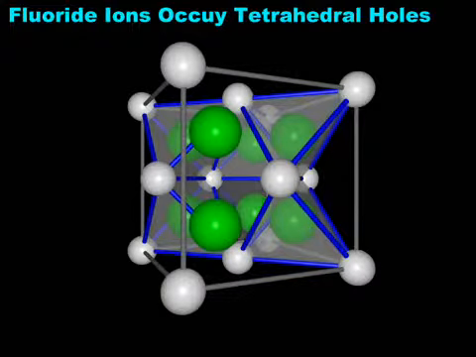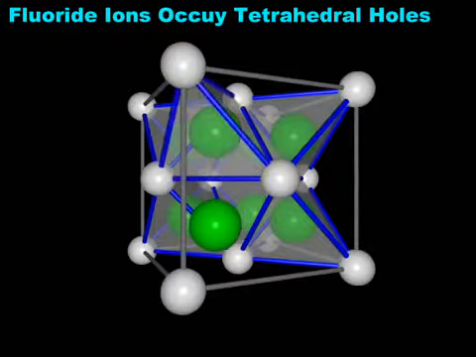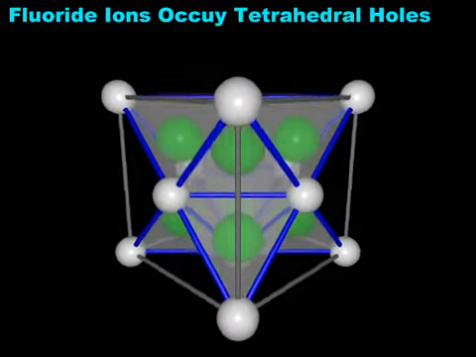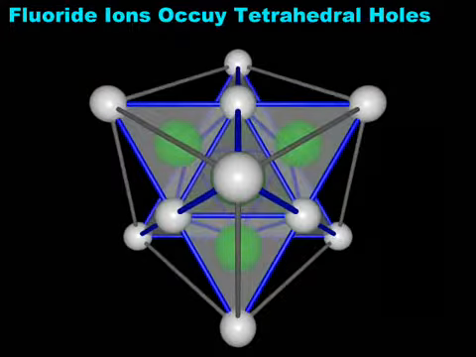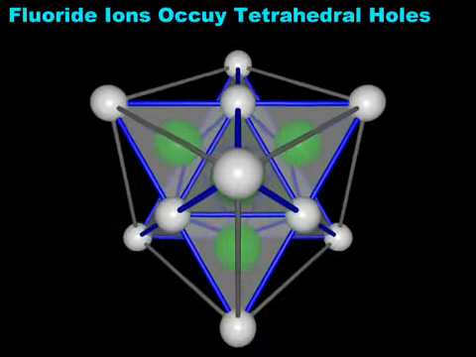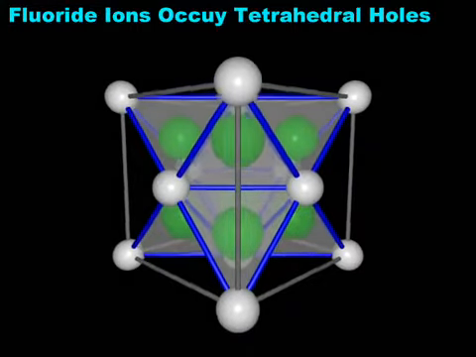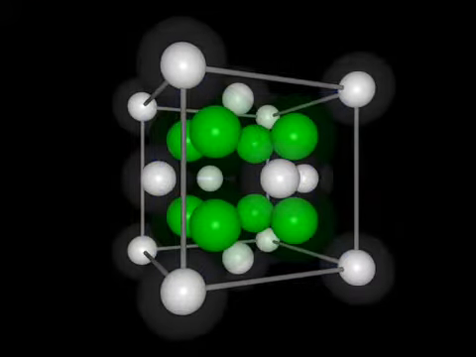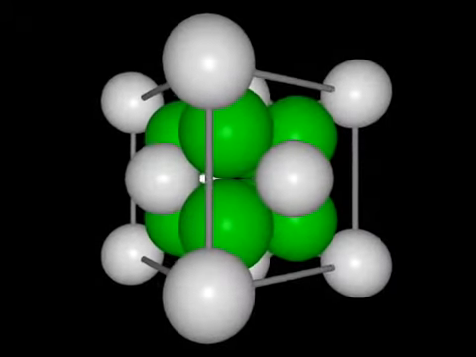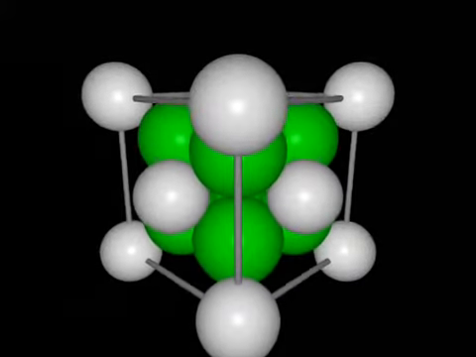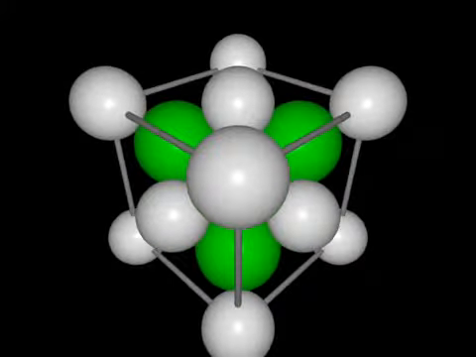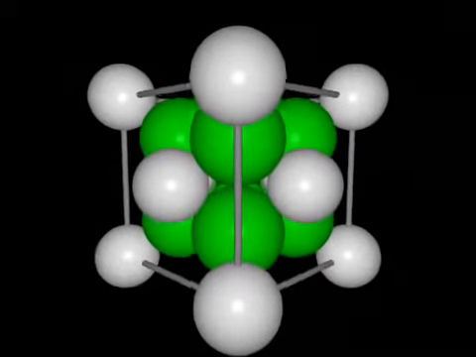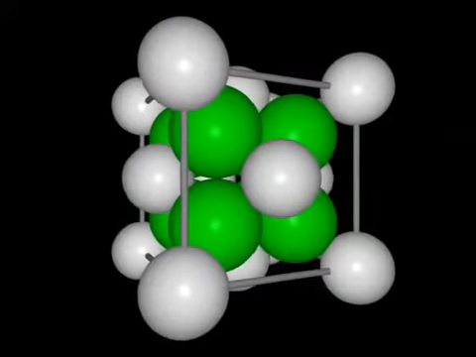Since an array of n close-packed ions gives 2n tetrahedral holes, and since there are 2 fluoride ions for every 1 calcium ion, all of the tetrahedral holes are filled. Last, let us examine a space-filling model of the fluorite structure. The space-filling model shows us that the array of calcium ions is greatly expanded to accommodate the fluoride ions. The primary reason for the adoption of this arrangement is stoichiometry.